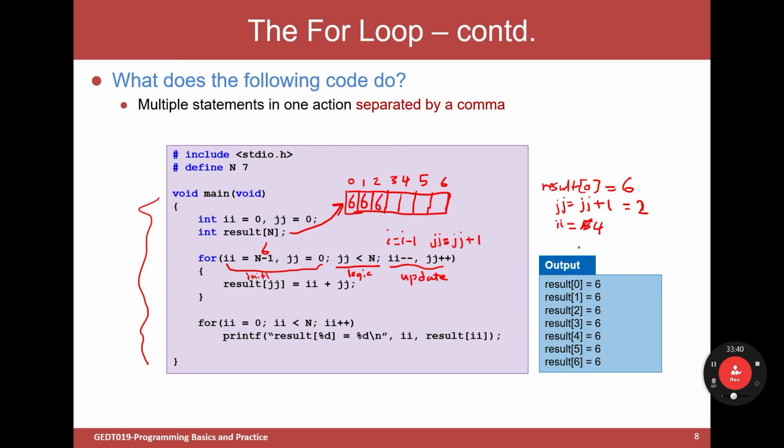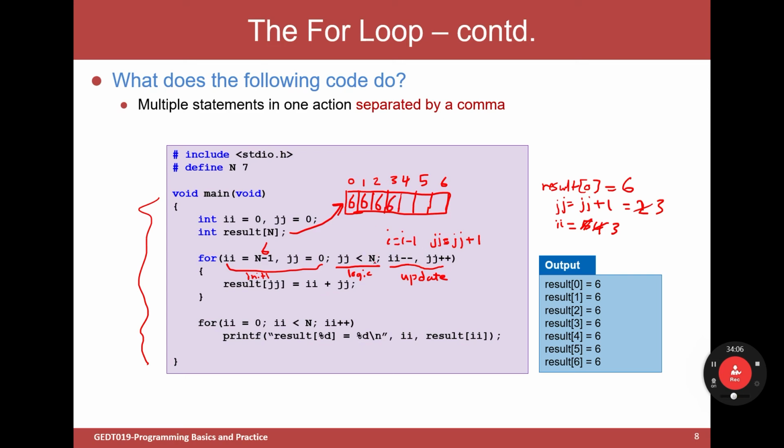Okay, and then again, one more time. ii minus minus, that means this one will become 3. And this one became 3. Okay, two increase, this one decrease, this one decrease, this one increase. And then again, result 3. Result 3 means this guy. Result 3 is equal 3 plus 3. That means this one is equal 6.